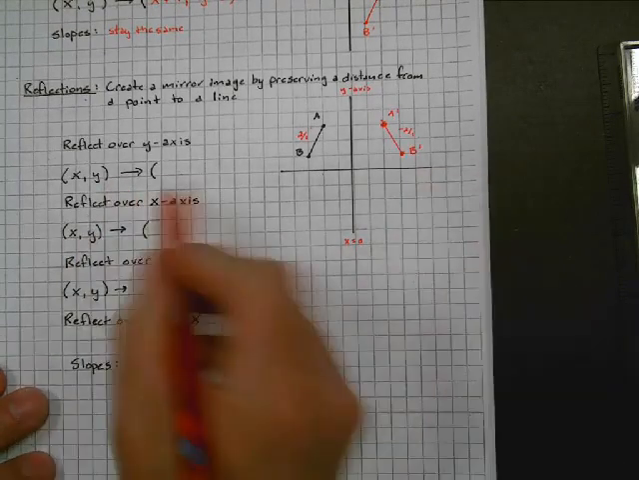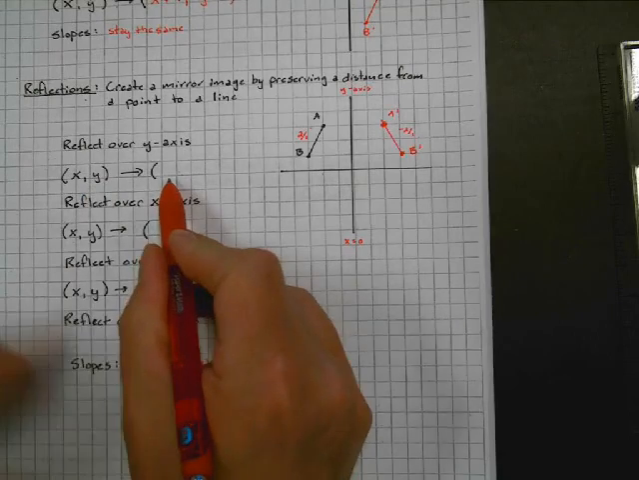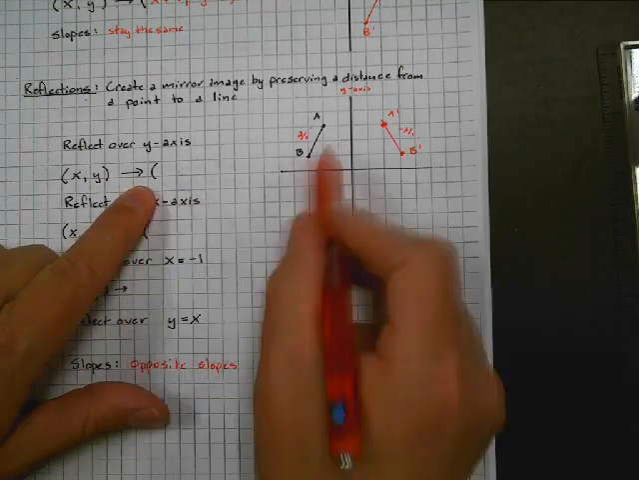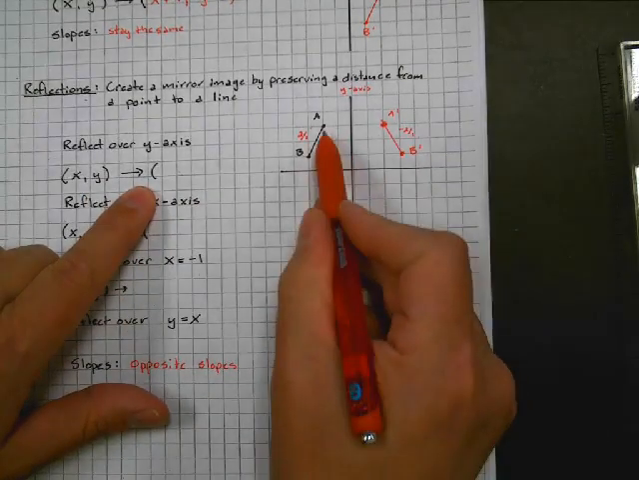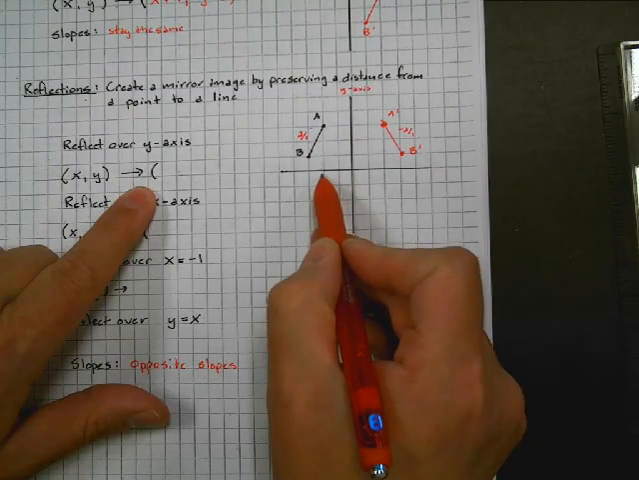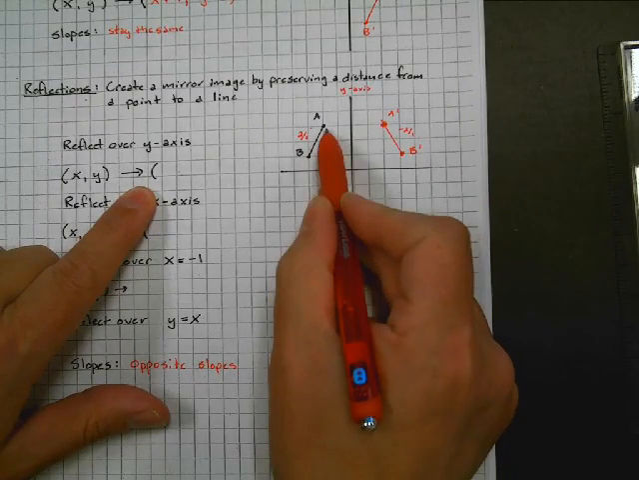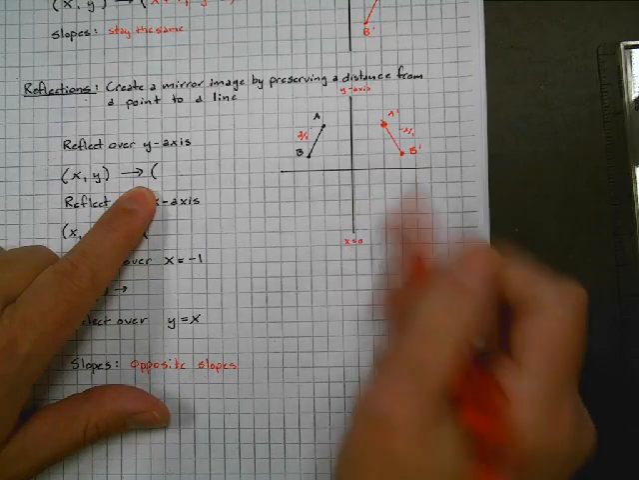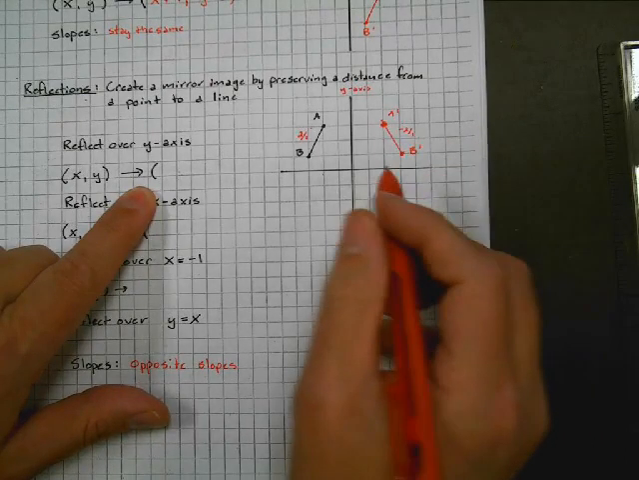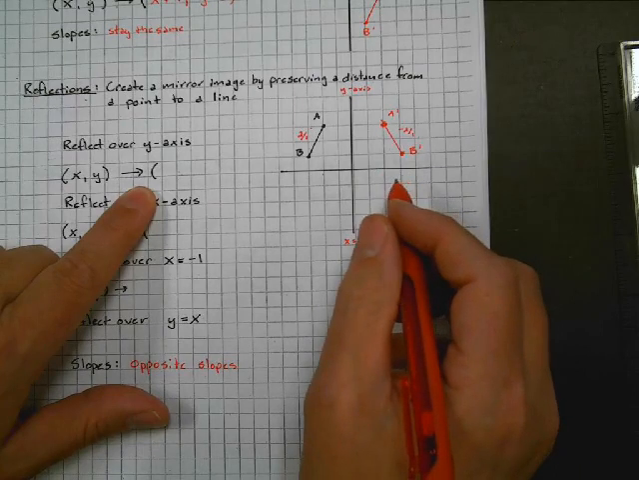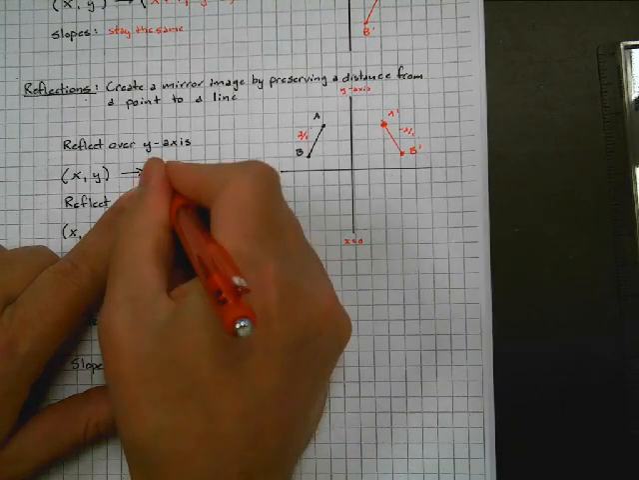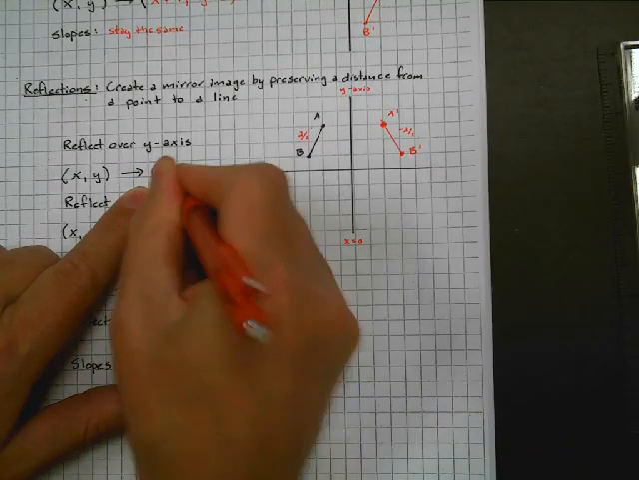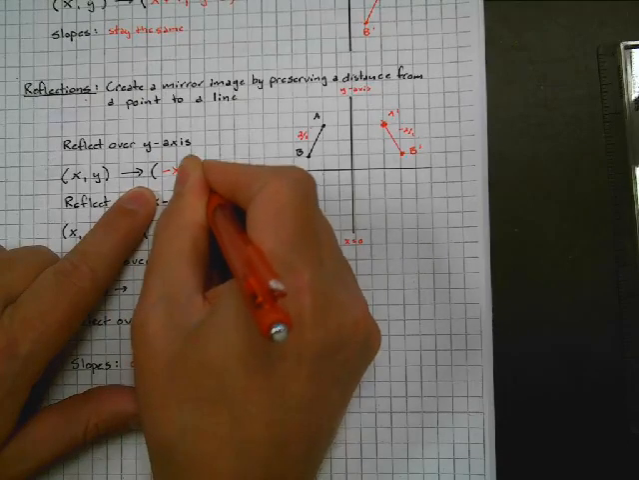Okay, so what is the coordinate notation when I reflected that? Well, let's look at the points. This point started at negative 2, positive 3, and then it became positive 2, positive 3. So it looks like the y value did not change at all, but the x value changed its sign. So the coordinate notation would be negative x, comma, y.